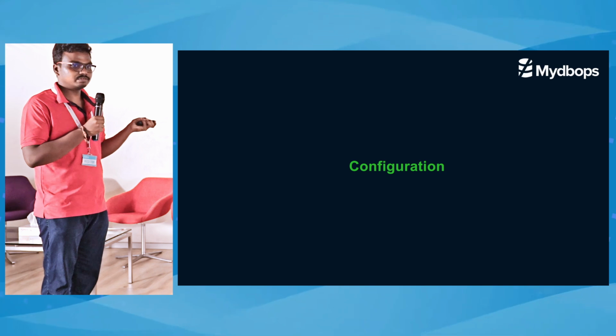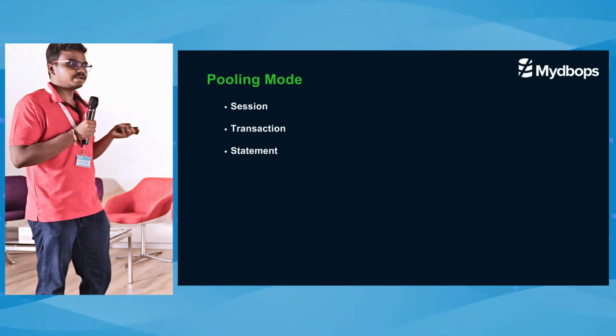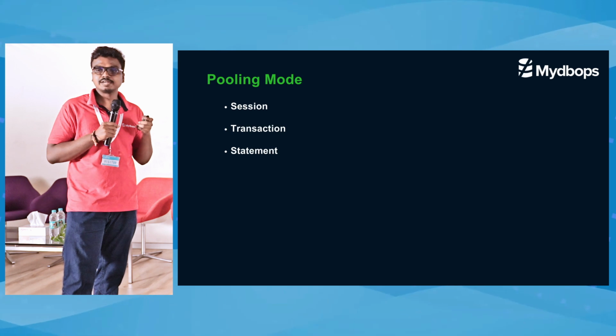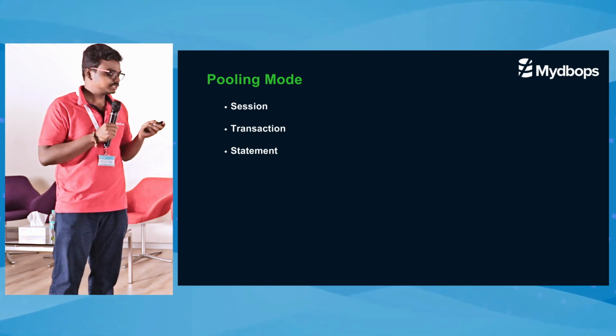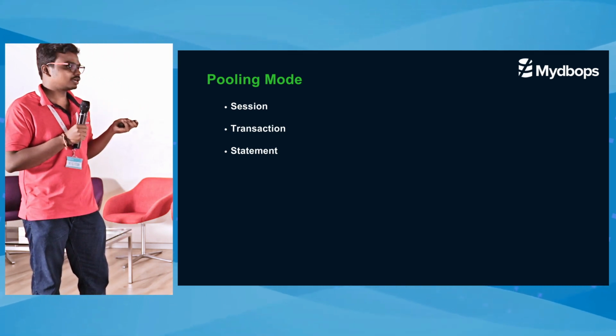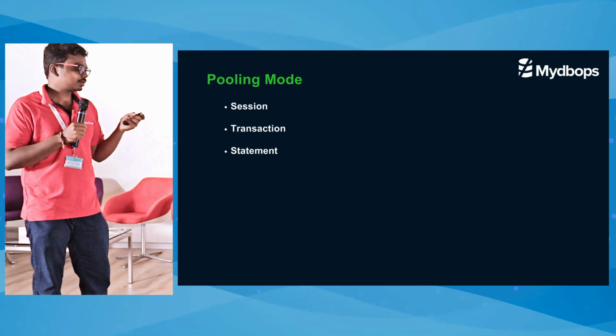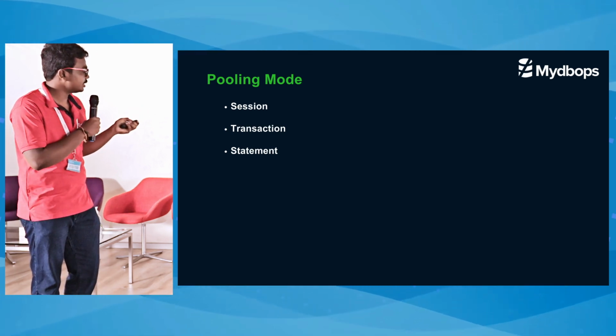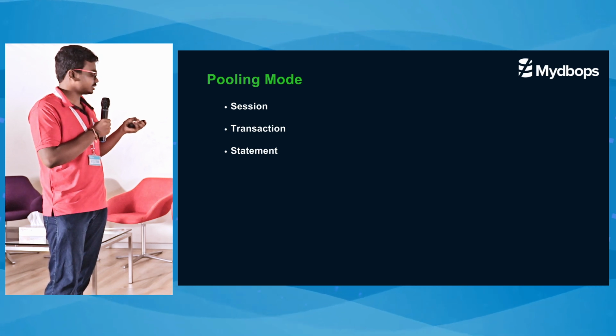Let us see the basic configuration. Once you have chosen to use PgBouncer, the first thing you need to decide is which pooling mode to use. This is very important in PgBouncer, and most connection poolers have this setup. PgBouncer provides three pooling modes: session, transaction and statement.